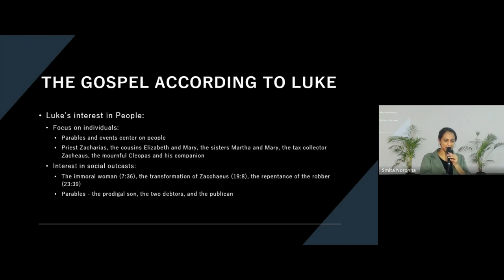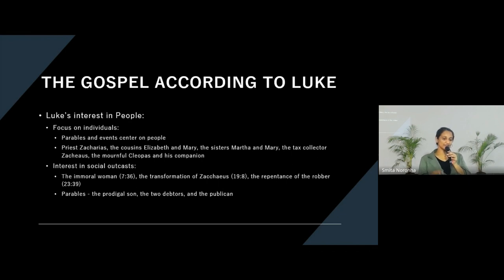the story of Jesus. So we see here a list of some of the people he talks about. He talks about Zacharias, Elizabeth and Mary, Martha and Mary, Zacchaeus the tax collector, and Cleopas and his companion. Cleopas and his companion are the two disciples on the road to Emmaus that Jesus encounters after his resurrection. Cleopas is kind of astonished that Jesus doesn't know why they are sad and what they are upset about. So each of these stories is about specific people, their encounters with Jesus, how they experienced Jesus, and what Jesus said to them. All of these things are things that Luke focuses on.